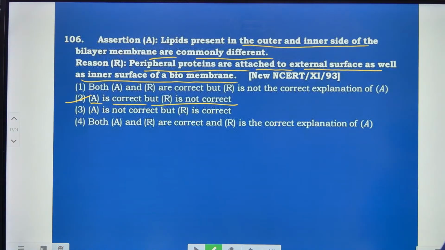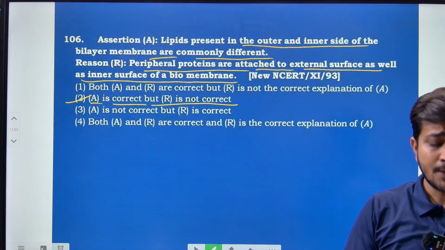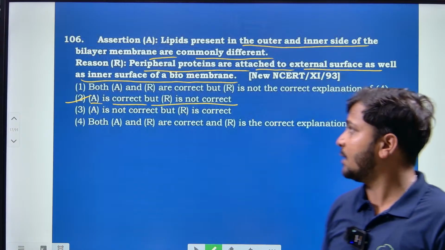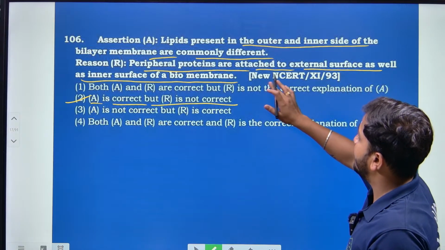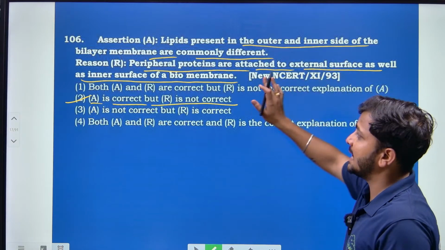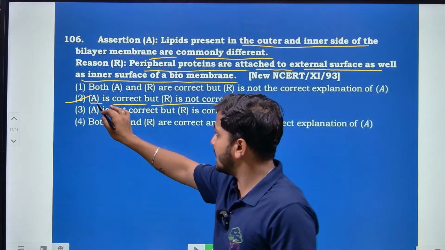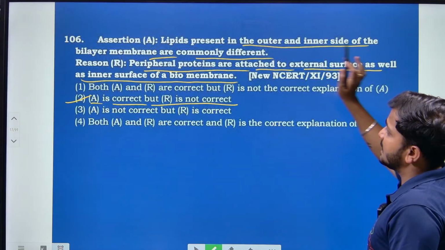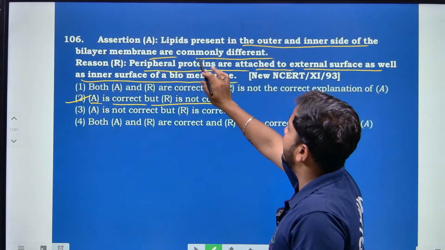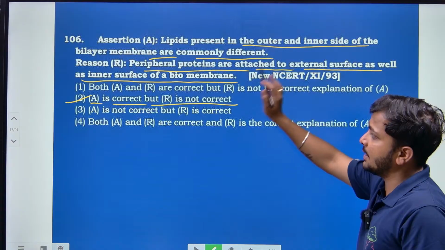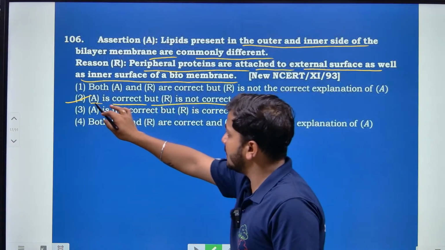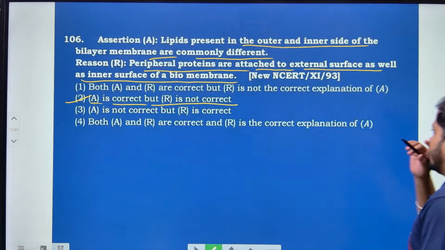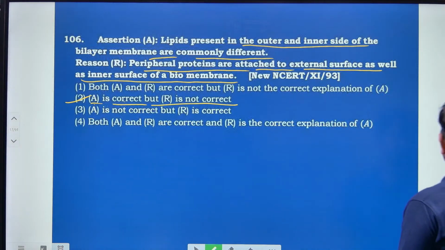Then the peripheral proteins are attached to the external surface of the biomembrane, and they are absent on the inner side. Because of that, the assertion is correct here, that is, lipids are present in the outer and inner side of the bilayer membrane and are commonly different. So the assertion is correct, the reason is not correct. That is the answer here, option 2.